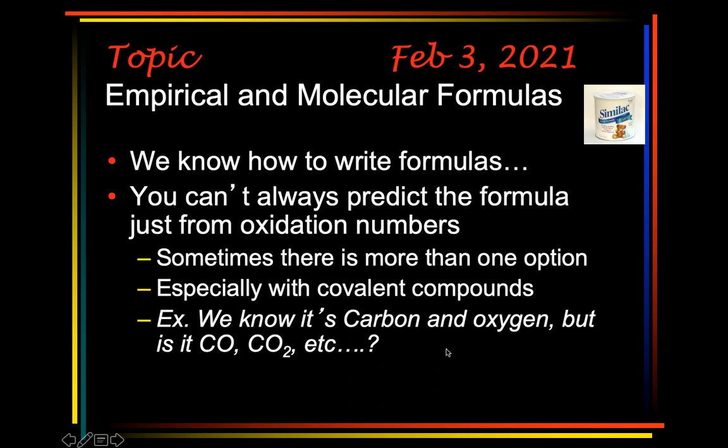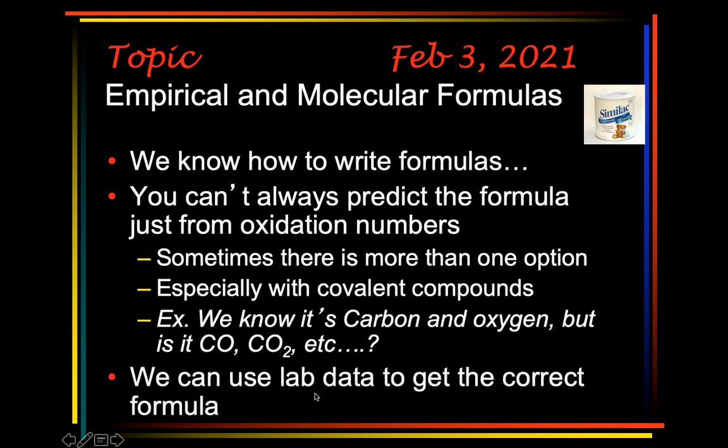So that's what we're going to learn how to do today: how do we write the formula when we don't just have the name or we don't know exactly what we're starting with? We need more information. We're going to use lab data to get the correct formula. I think you'll start to see that this looks a little bit more like what chemists need to do, rather than here's the name, what's the formula. Probably not super practical as a career chemist.